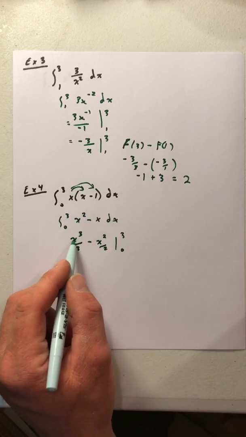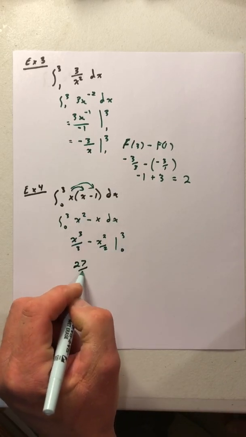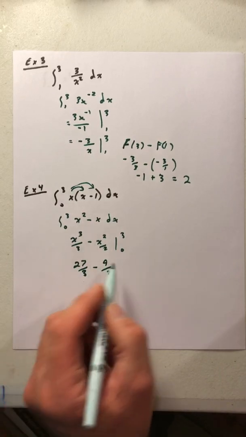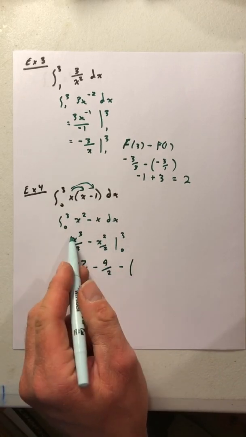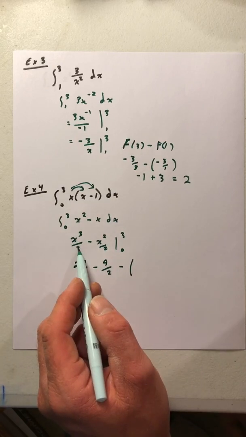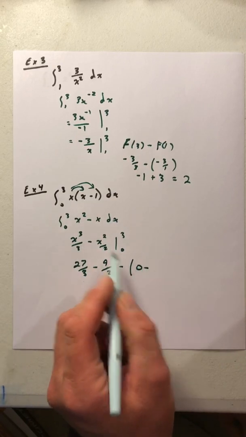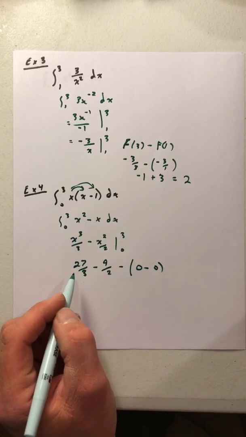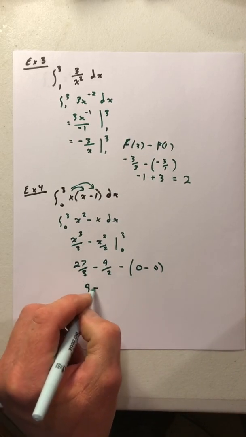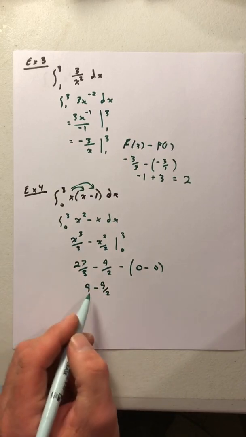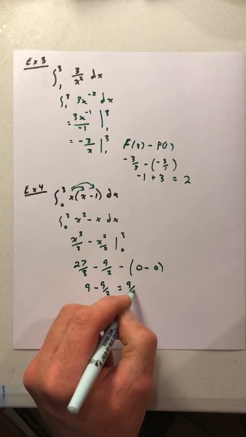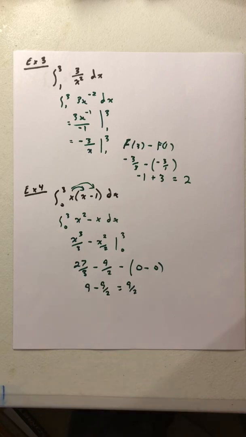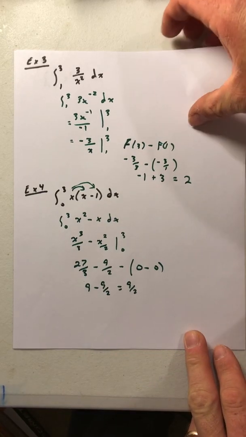Plugging in my 3, we get 3 to the third, which is 27 thirds, minus 3 squared is 9 over 2, minus, plug in the 0, we get 0 over 3 minus 0 over 2, which is 0. So I get 27 thirds, which is 9 minus 9 halves. And 9 minus 9 halves gives us a value of 9 halves, or 4.5 if you wish. And that again gives us our area.